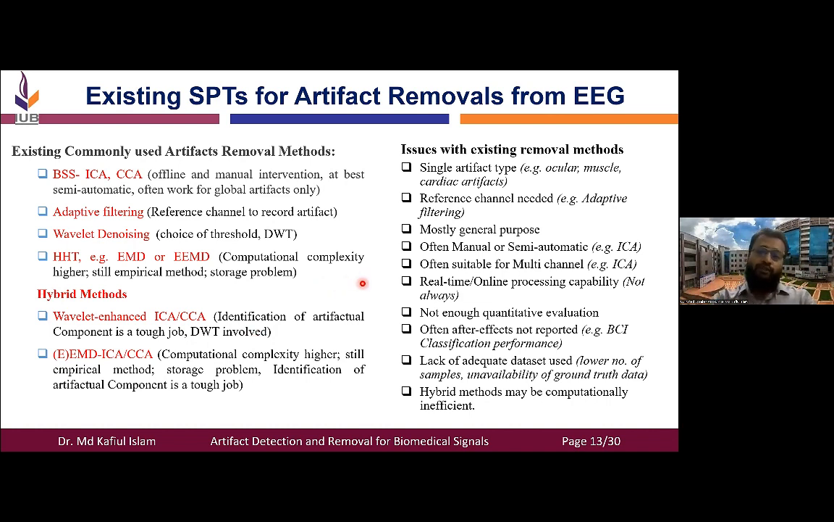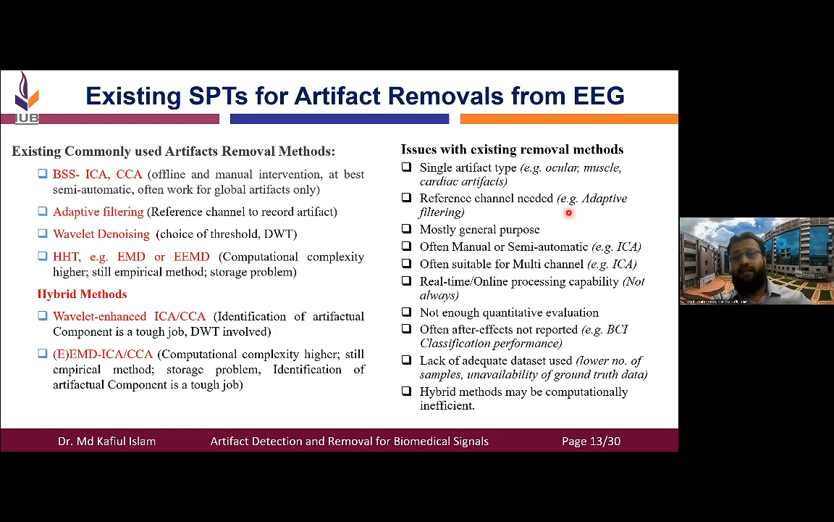So the issue with the existing removal techniques is that most of the literature actually talks about only one type of artifact removal. For example, they talk about eye blink removal from EEG signal, or muscle artifact removal from EEG signal. Which means that in order to remove the other types, you need to apply other, different algorithms, which may not be feasible in a real scenario because you don't have time so many times. So for each of the artifacts, you cannot allocate different types of algorithms. Your algorithm should be robust enough to remove most of the artifacts present, irrespective of the type of the artifact.